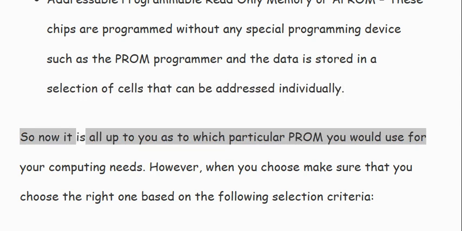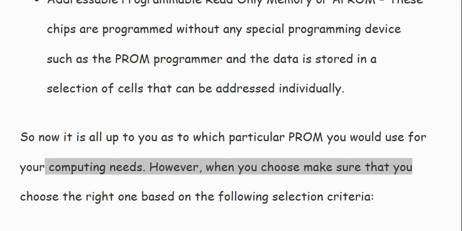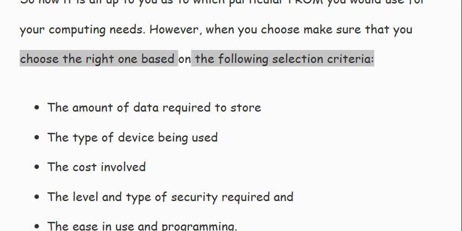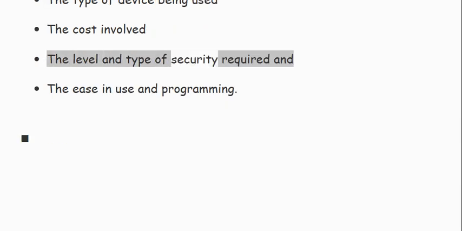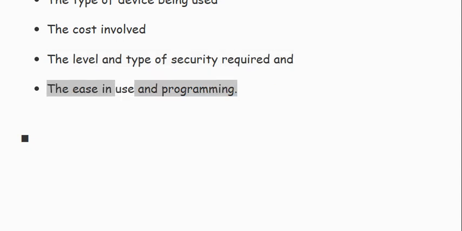So now it is all up to you as to which particular PROM you would use for your computing needs. However, when you choose, make sure that you choose the right one based on the following selection criteria. The amount of data required to store. The type of device being used. The cost involved. The level and type of security required and the ease in use and programming.